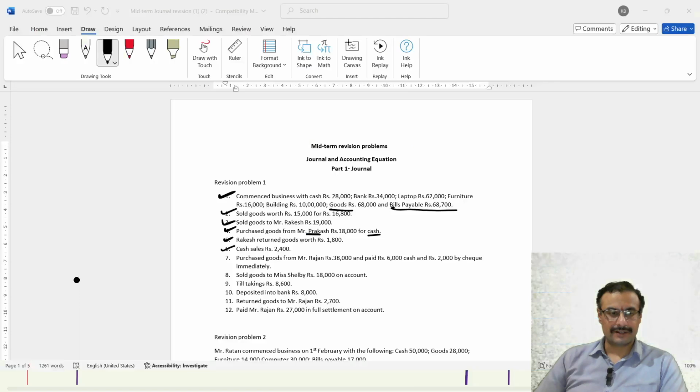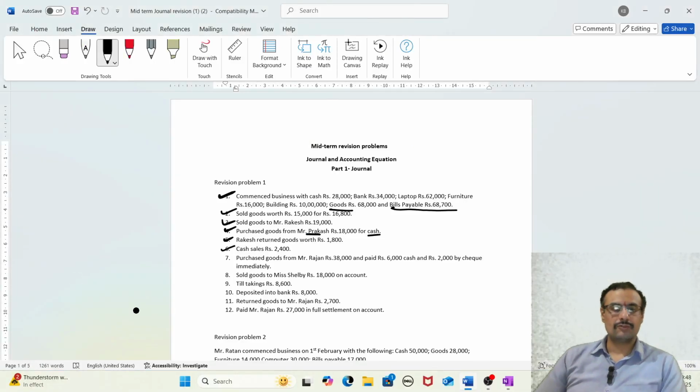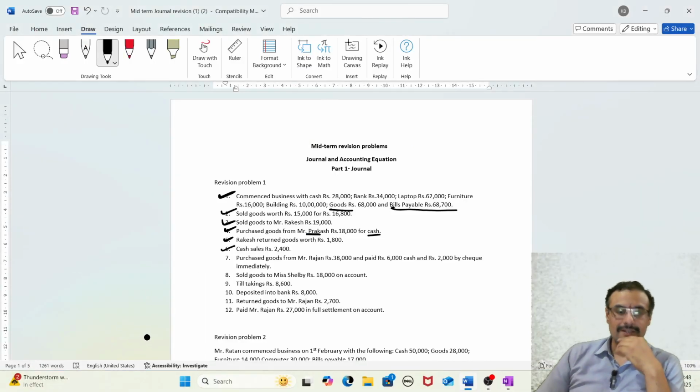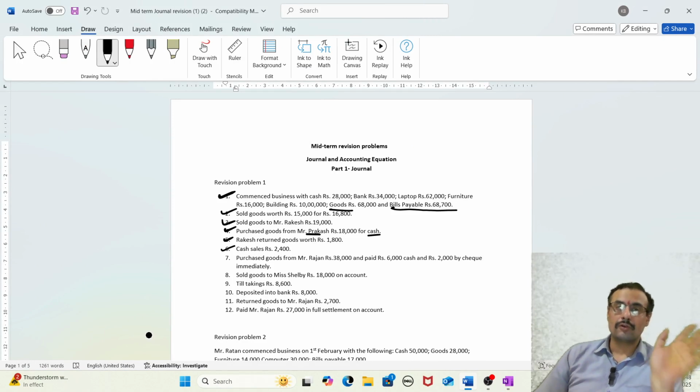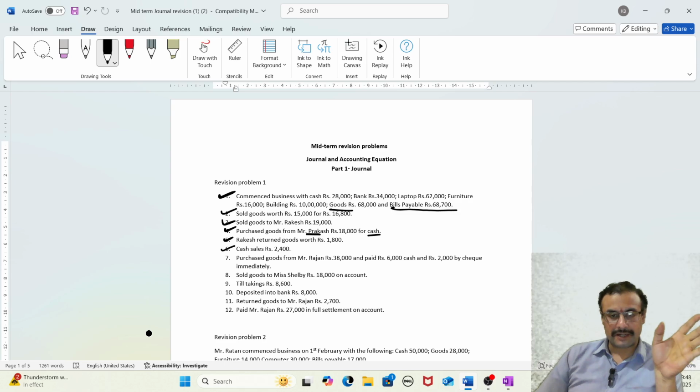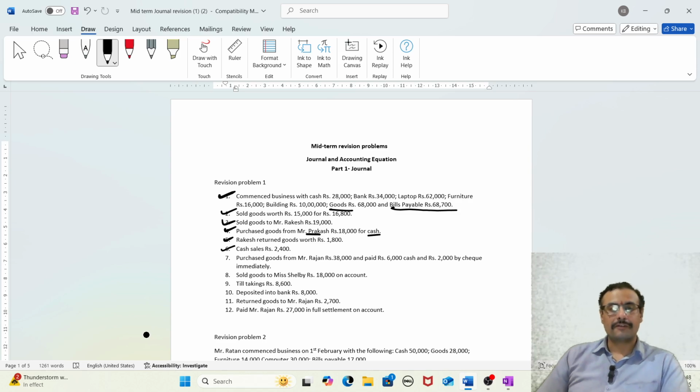Then seventh one. Purchase goods from Mr. Rajan, rupees 38,000. So the total purchases is 38,000 and paid rupees 6,000 cash immediately, 2,000 by check immediately, and balance they have not told. This is an indirect way of telling that balance we have not yet paid. The balance will be our liability.